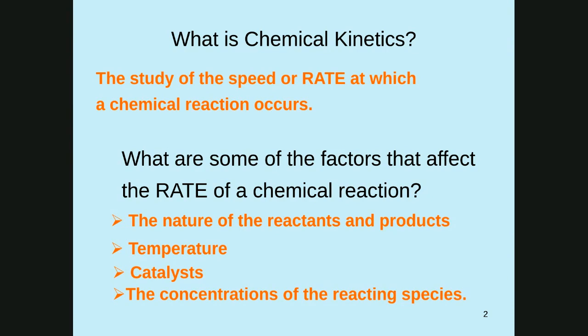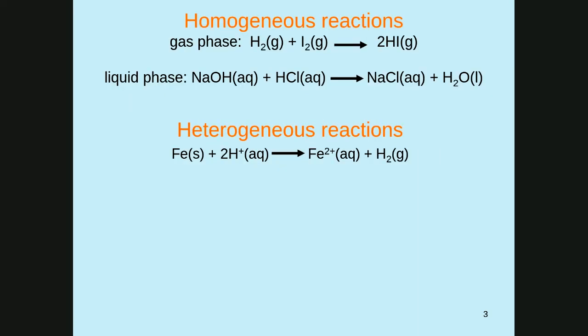Okay, now broadly speaking, there are two types of reactions. There are what you call the homogeneous reactions, which are those that take place in the bulk of a phase, in a gas or in a solution. So a gas phase reaction is shown here: the formation of hydrogen iodide from hydrogen and iodine gas, right? Or liquid phase reactions, which typically involve ionic species. So an acid-base reaction, neutralization, right?